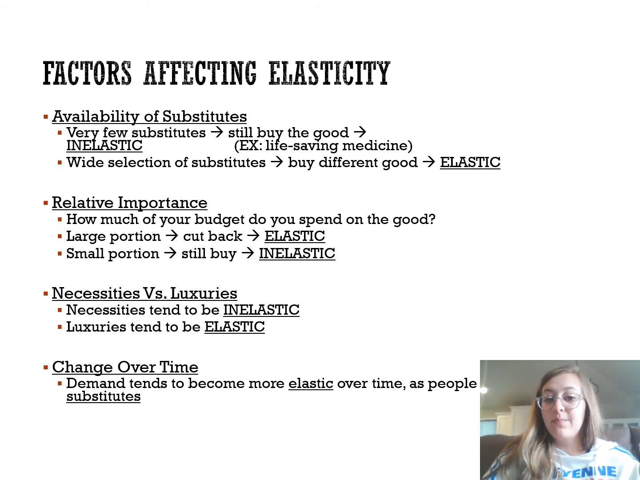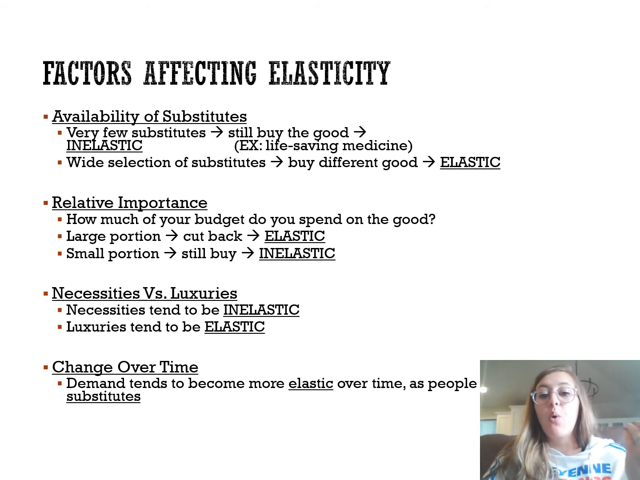And then change over time. So demand tends to become more elastic over time because people develop substitutes, right? Like if you have the patent on an EpiPen right now, demand for the EpiPen is inelastic. But over time, eventually that patent will run out and other pharmaceutical companies will start making generic alternatives for the EpiPen. And so over time, demand for the EpiPen becomes more elastic because more substitutes become available.